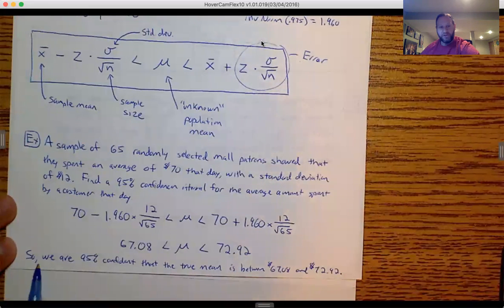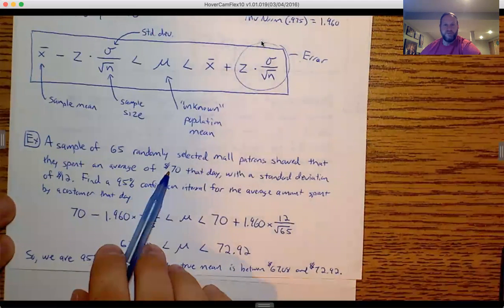And so what we're saying is, this is kind of what it means. We're saying that we are 95% confident that the true average, the true amount that they actually spent that day, is between $67.08 and $72.92. So that's kind of your range of what you think the true actual is. So you have your sample, but obviously your sample isn't the true population. It's just of what you had.